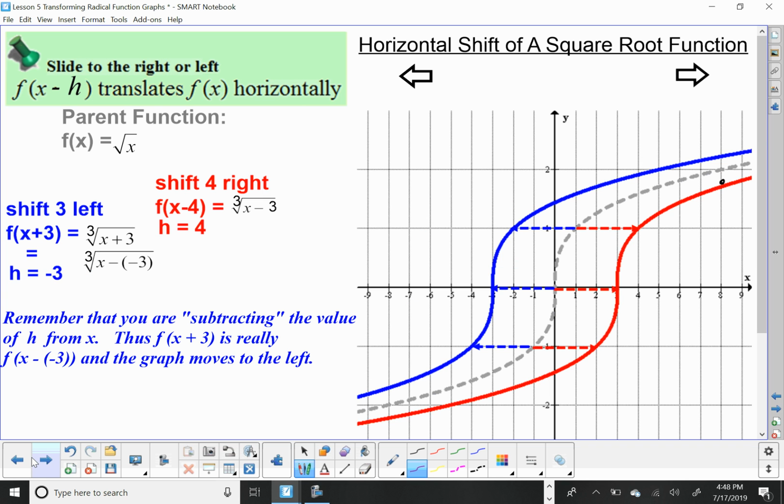Next up, we've horizontally translated the cubic function. And again, you can pause the video and take a look at it: right is in red, left is in blue. Notice x plus 3 is the same thing as x minus negative 3, so the h is negative. That would mean you go left.